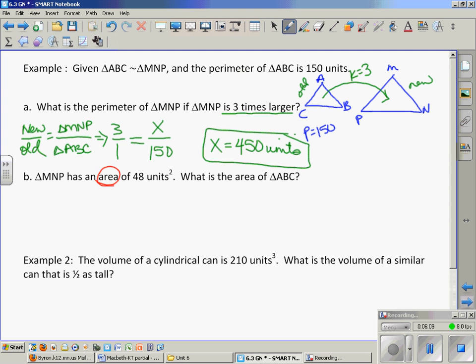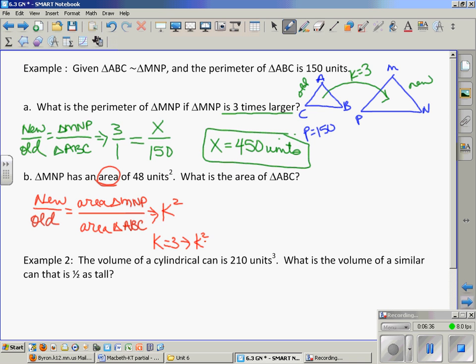Now, part B goes to a two-dimensional, so we're talking about area. We're still talking about new to old, so I'm going to keep the new on top. But if I want the area of triangle MNP compared to the area of triangle ABC, I have to use k squared. So if k equals 3, then k squared is 9.